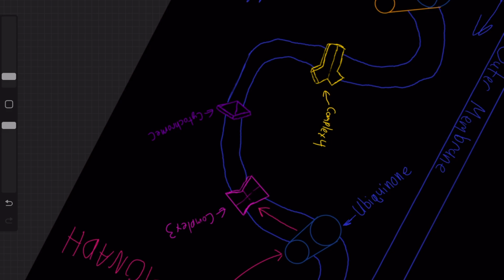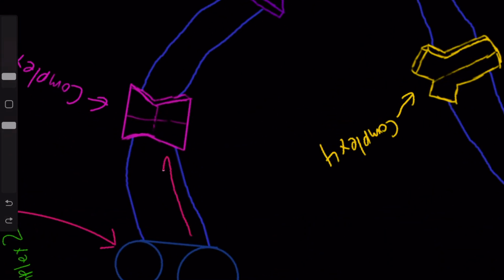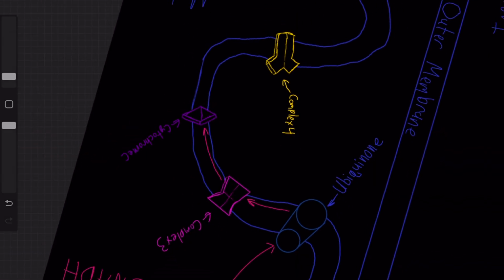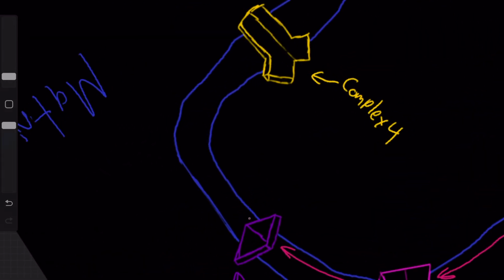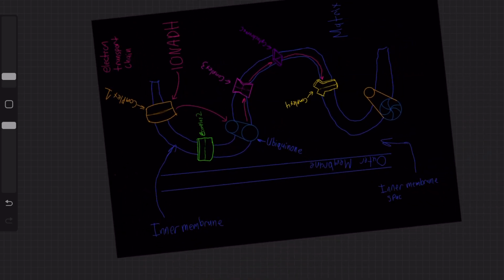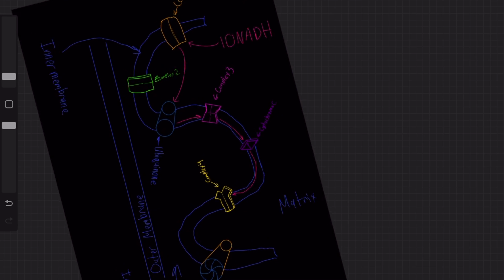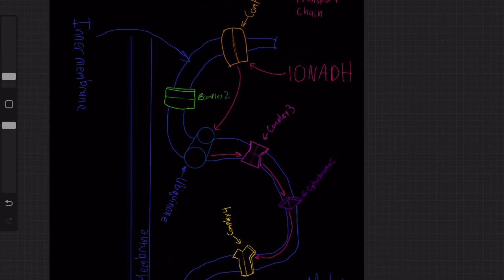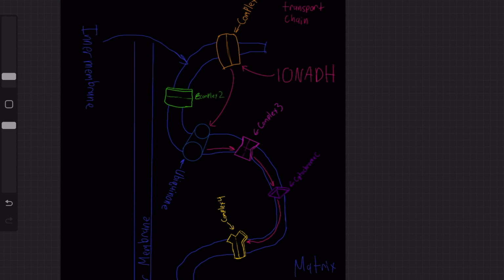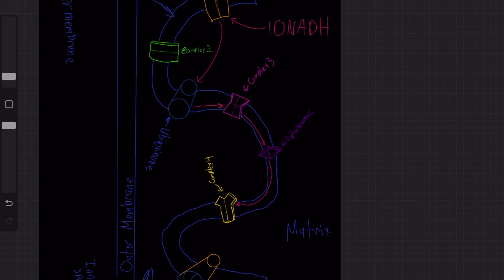From complex 3, let me draw it like this because I'm going to have to draw more arrows. From complex 3, it'll go to cytochrome C. Cytochrome C will pick it up from complex 3 and take it to complex 4. This is only for NADH, and we can see that it does not go through complex 2. Ubiquinone takes it from complex 1 to complex 3, and cytochrome C takes it from complex 3 to complex 4.